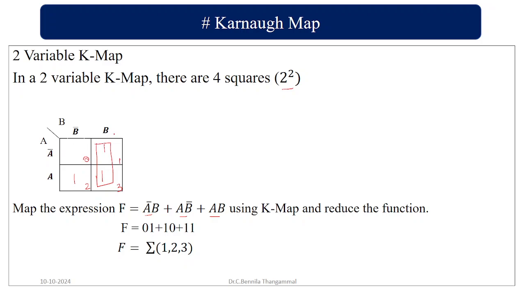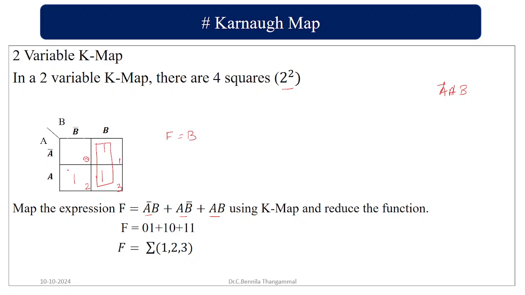What are all the variables included in this pairing? You have to take them out, so I'll take it in the rough column here. This is A bar, A, and then B. Now I can cancel A bar and A, so the left out value is B. So F is equal to B.